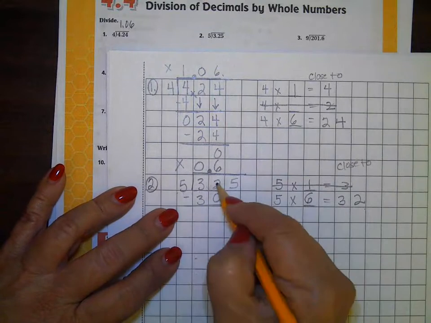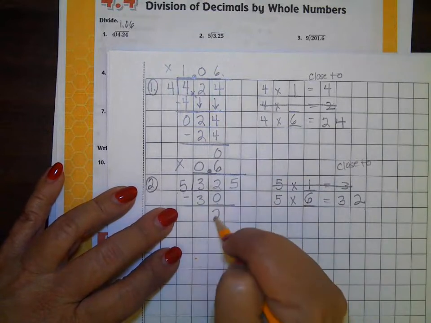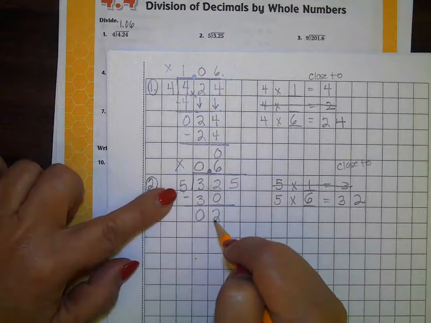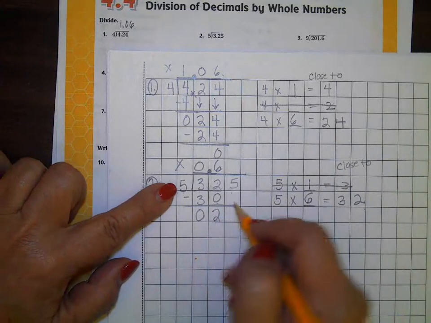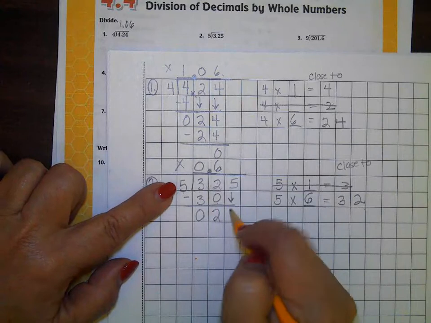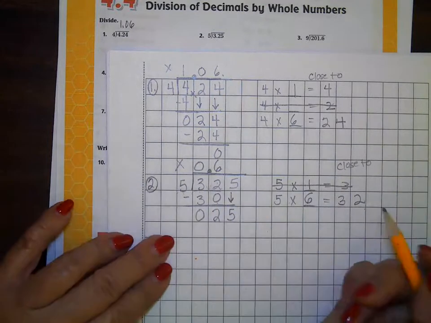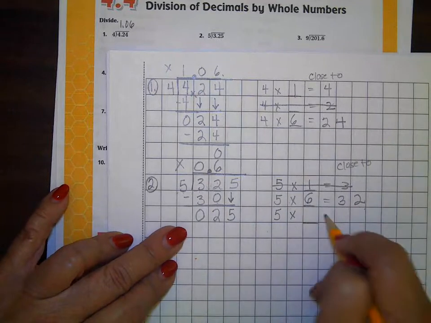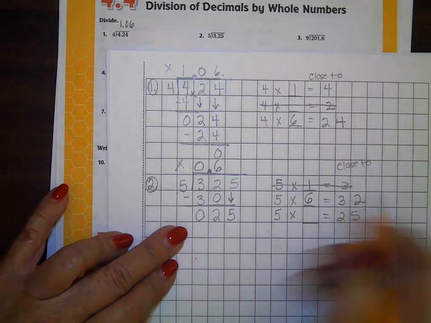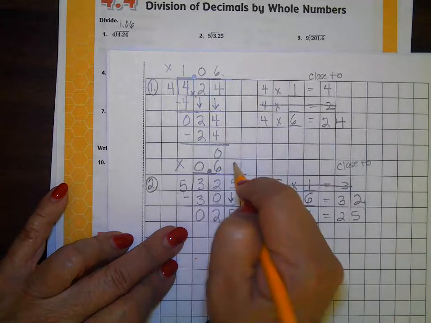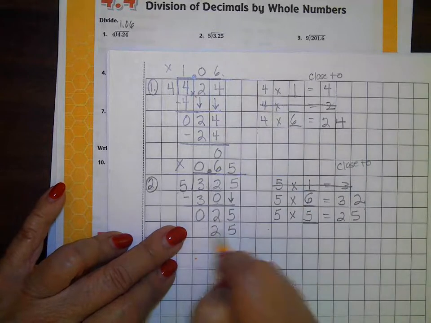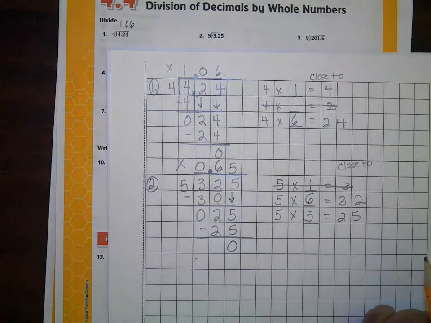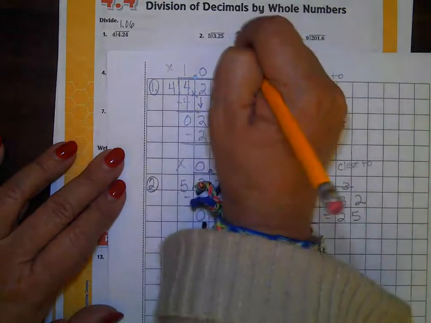I'm going to subtract that out. 2 minus 0 equals 2. 3 minus 3 equals 0. I'm checking, it's less than my divisor. So now I'm going to bring down the next digit, and it's a 5. Now how many groups of 5 go into 5? Or 5 times what equals 25? Well, I know that 5 times 5 equals 25. And it's 0. So then the quotient is 0.65.